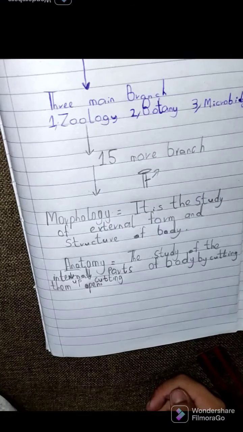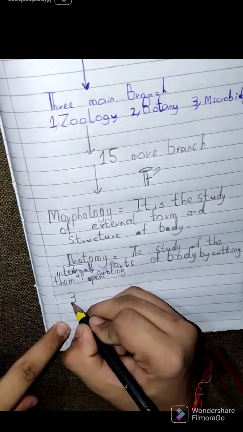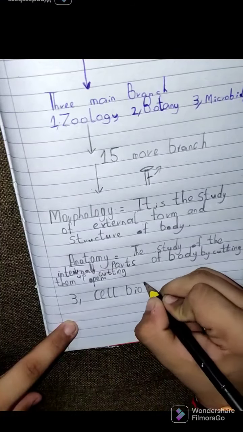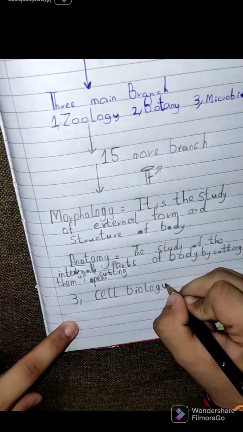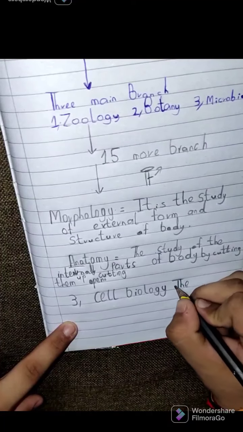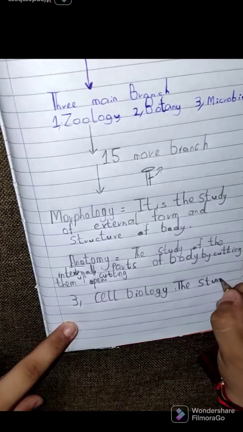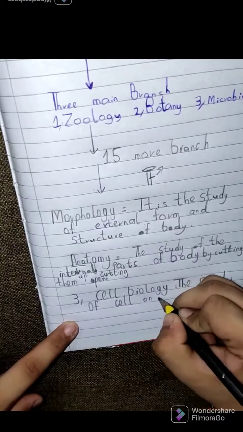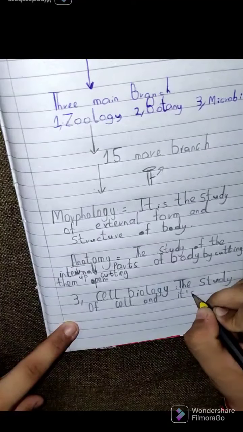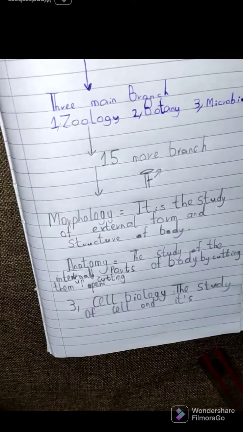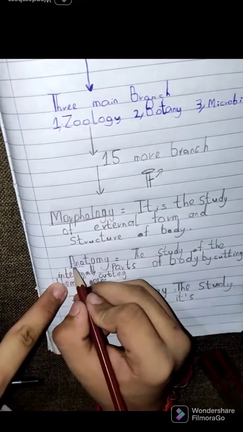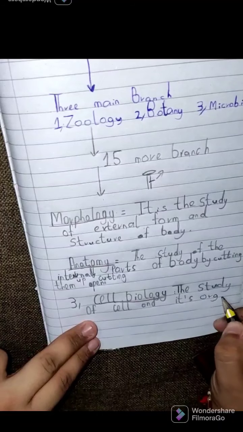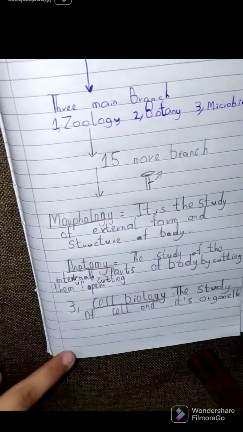So the third branch is cell biology. Cell biology is the study of the cell and its organelles. What is a cell? The cell is the basic unit of life. Cell means basic unit of life.